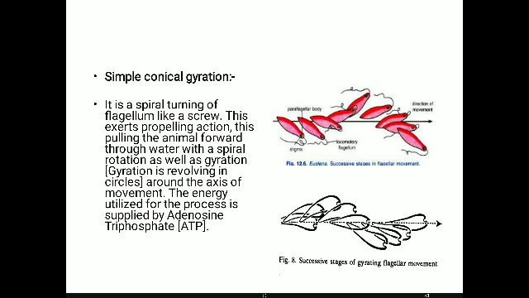The rotation is what is called gyration. The meaning of gyration is revolving in a circle. The animal starts moving in a circle around the axis of movement. The energy utilized for this gyration movement is provided in the form of ATP.